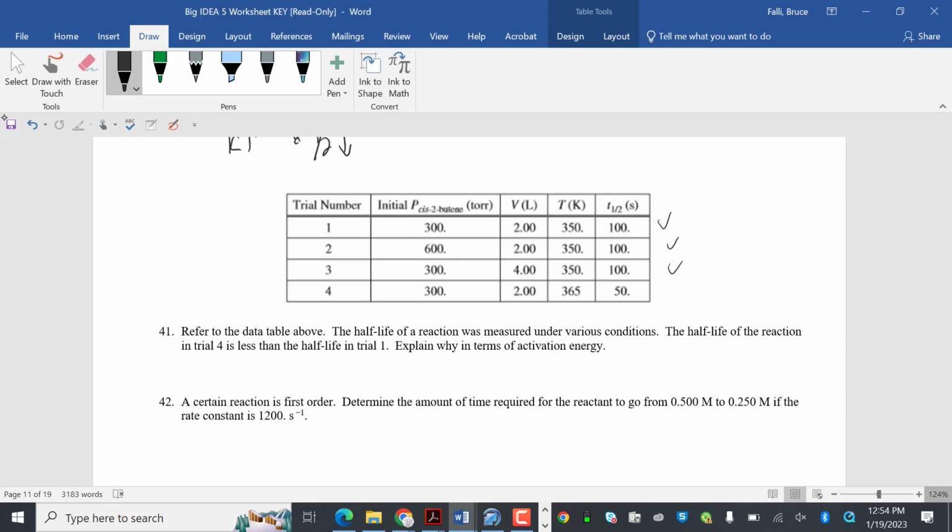So a higher temperature means more particles have the energy to react, so they react faster.